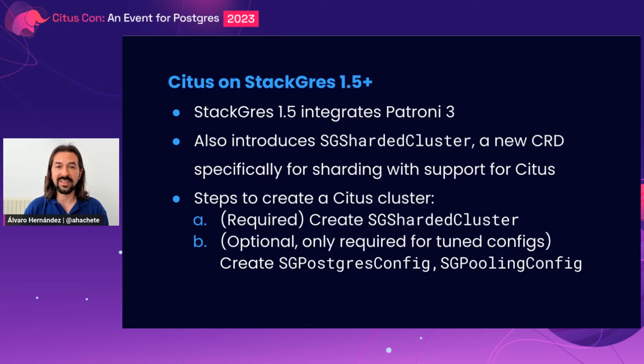So now, the steps to create a sharded cluster with Citus on Kubernetes by using StackGres are, first, create the YAML for the SG sharded cluster. And then optionally, but typically required, you may want to fine-tune the configuration. You can still create custom SG Postgres config CRDs to tune Postgres configuration, because very likely you don't want to use a default configuration, and probably you will want a different configuration for the coordinators or for the worker nodes. But it's still optional.